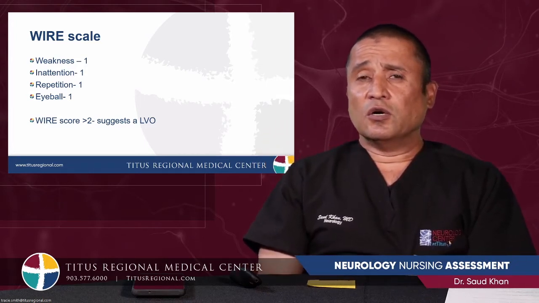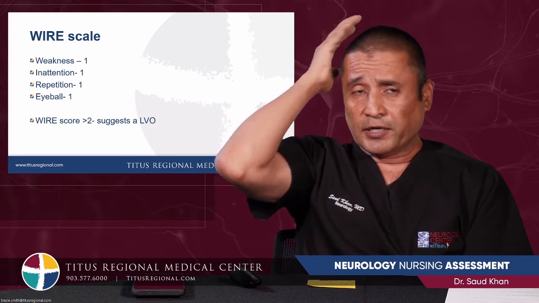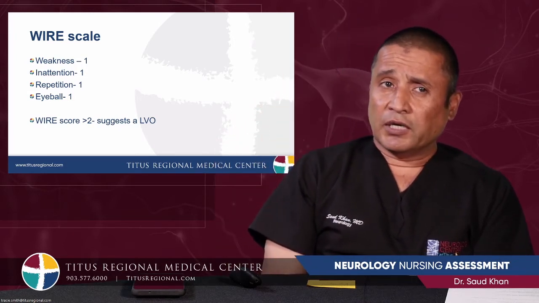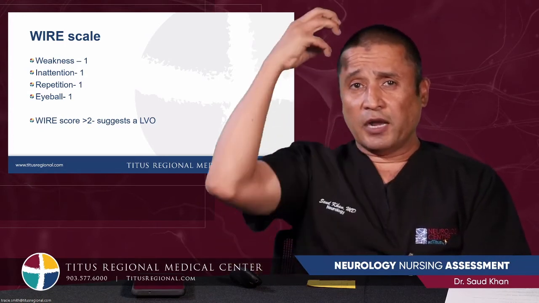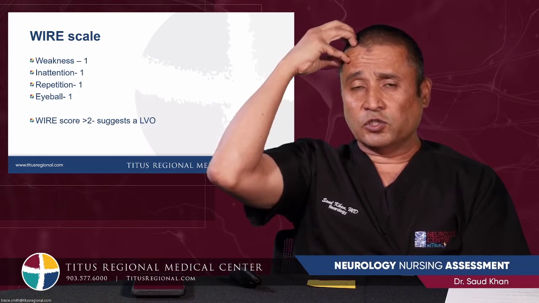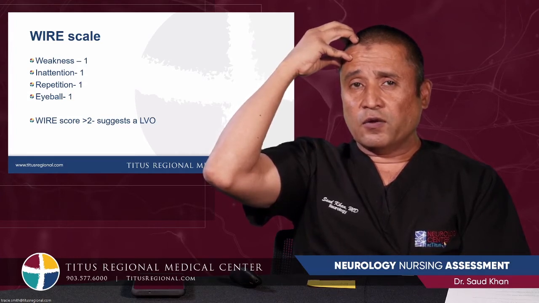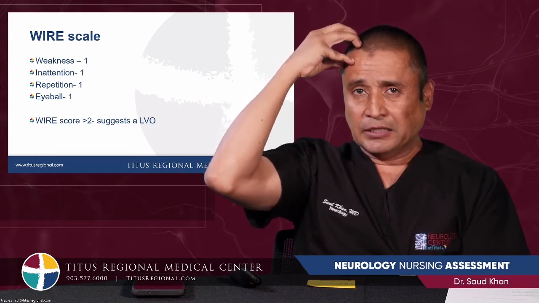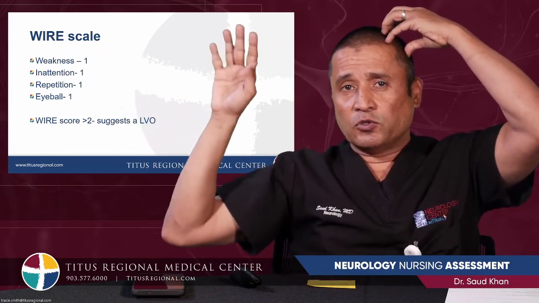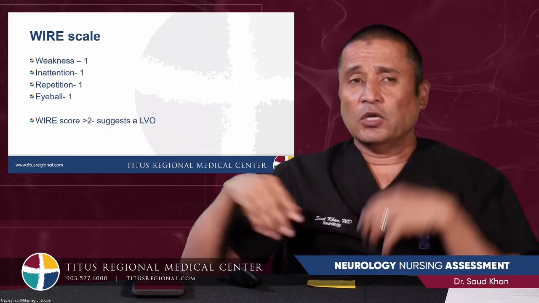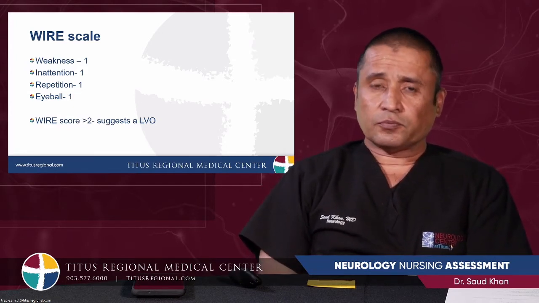The inattention, on the other hand, most of the time is usually evaluating the right parietal cortex. And repetition, we already talked about, is the left hemisphere speech area. Eyeball deviation usually occurs because of the frontal eye fields, which are in the frontal lobes. And when one lobe is disconnected, the other frontal eye field pushes the eyeballs to the other direction. So that's how we should be able to diagnose or localize the lesion.